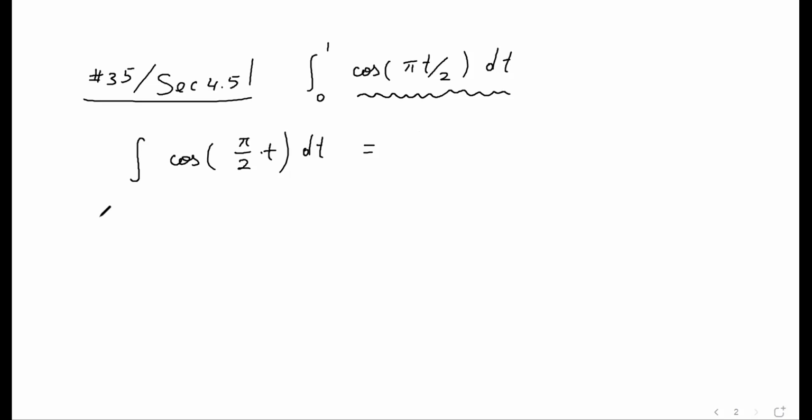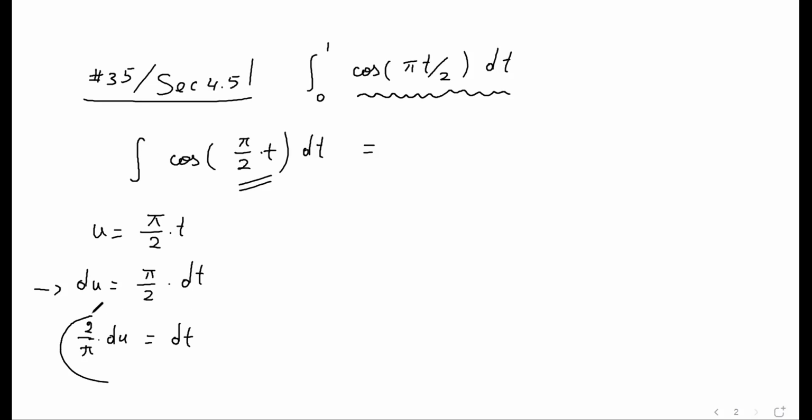So before we calculate it, we're going to use a substitution. That's the reason why these guys are putting this kind of problem in the section with the substitution rule, because when we calculate the antiderivative, we're going to be forced to do a substitution. The substitution u is pi over 2 times t. Notice how pi over 2 is just a constant, so du is going to be pi over 2 times dt. If you want to solve for dt, that turns out to be 2 over pi times du.